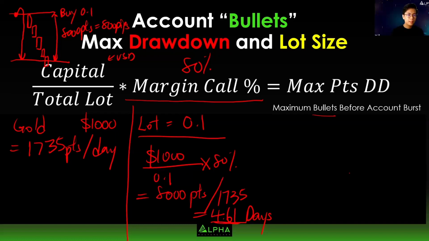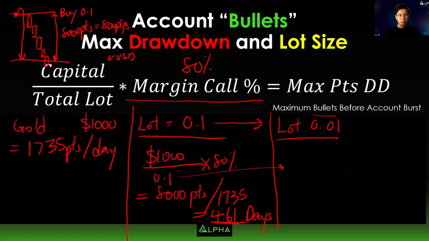Okay, so we're coming back. What if we change our lot size from 0.1 down to a lot size of 0.001? The entire formula is the same, just this number changed to 0.001. And hence here it becomes 80,000 points. And then it takes 46.1 days to margin call.